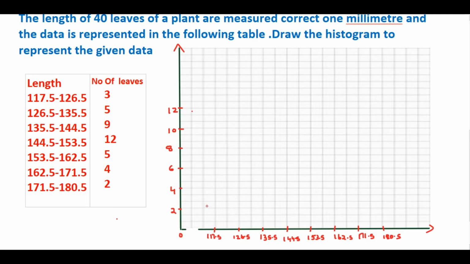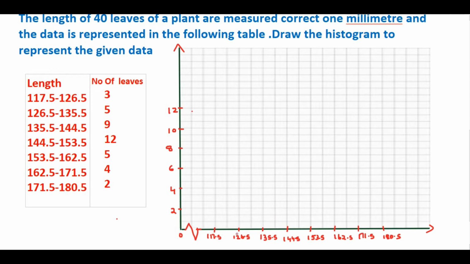Now these class intervals are marked on the x-axis and the frequency is marked on the y-axis. Now since the first class interval is starting from 117.5, I need to show a small break on the x-axis. Now we will represent the frequency on the y-axis and the class intervals on the x-axis. Now we will draw the rectangles of width equal to class size, and the length will be according to the frequency of the corresponding class interval.